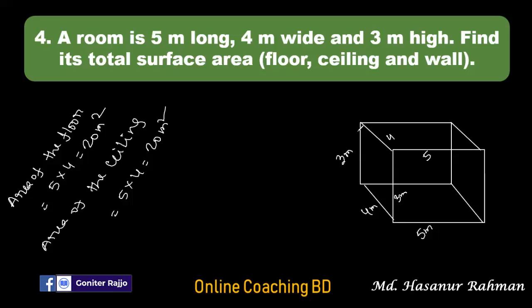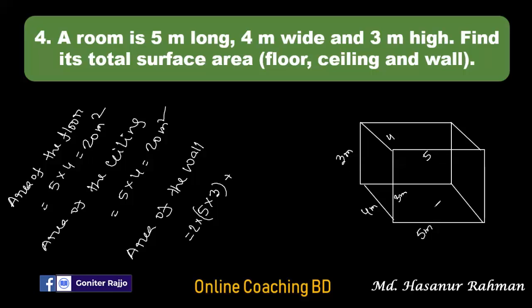So that is different. So what will it be? Front and back should be same. Left and right should be same. So area of the wall should be, first we have to find out the area of the front side. That is, the area of the front side is 5 multiplied by 3, and front side and back side are same thing. For that reason, we have to multiply this result by 2.